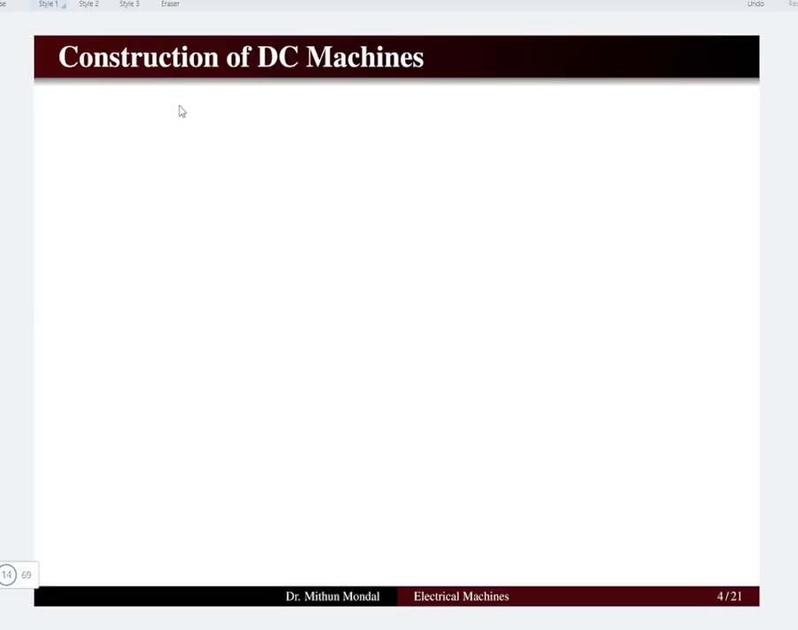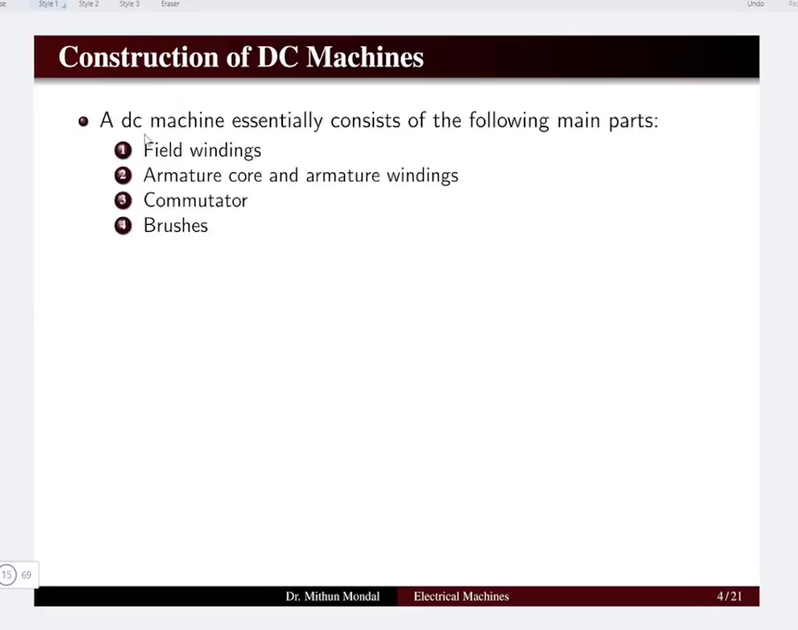Let us see the basic construction of the DC machine. A DC machine essentially consists of the following main parts. So what are the main four parts which comprise a DC machine? It will have a field winding, it will have an armature core and armature winding, it will have a commutator, and it will have the brushes.